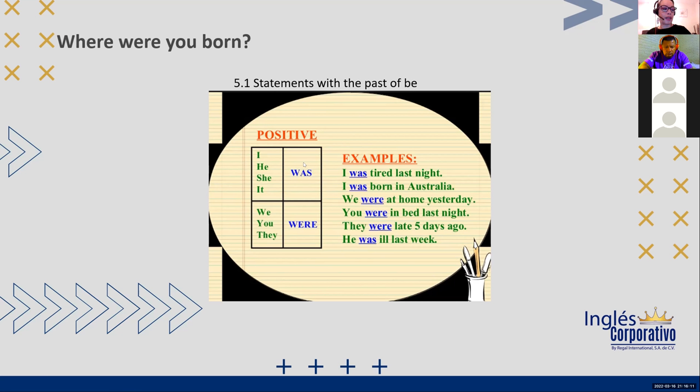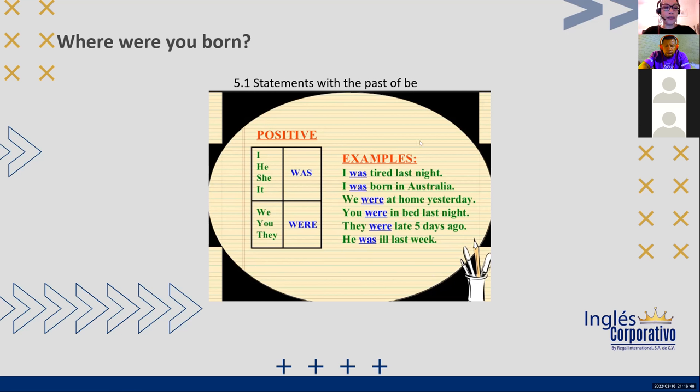Where were you born? Now, to continue with this, vamos a empezar por las oraciones afirmativas. Y bueno, también vamos a ver cómo se forman las oraciones negativas con el pasado de be en la plataforma. Recuerden que el verbo to be significa ser o estar, y cuando estamos hablando en presente lo conjugamos en am, is y are. En pasado solo conjugamos en was y were. Okay. Okay, good. Thank you for letting us know, Rosa.